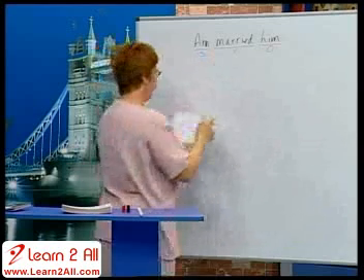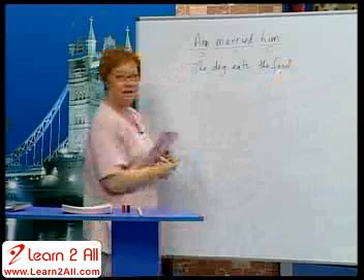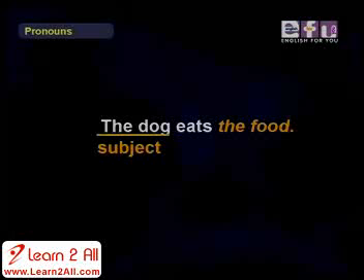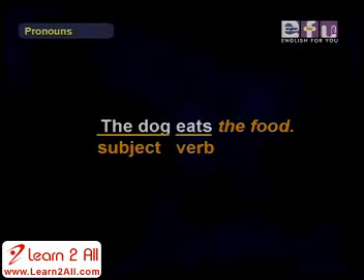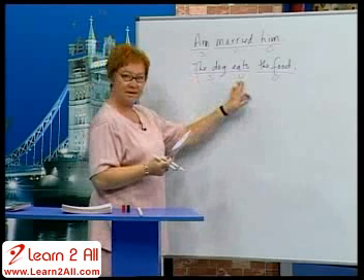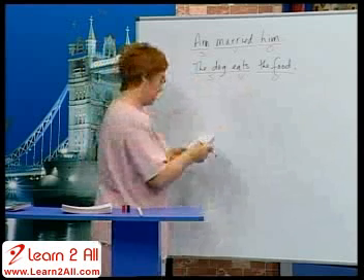Here's another example. The dog eats the food. Now, again, we have the subject, the dog. Eats is the verb. And the food is the object. What does the dog do? It eats. The object is what does the dog eat, okay, the food.